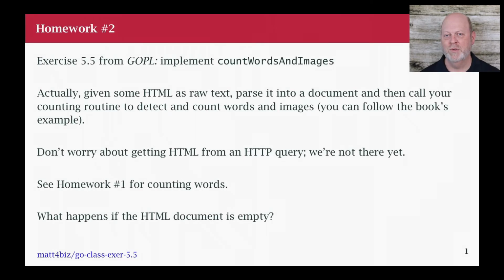Okay, so on this slide, I'm just going to describe what we're going to do. This is exercise 5.5, and the exercise was to get some HTML and look through it for some things. Now, I think the original exercise involved going out on a network socket, and we haven't done that yet. So instead, I'm going to copy a snippet of HTML into the program as a raw string, and then we're going to write the code that's actually going to parse that HTML. And that'll be our exercise.